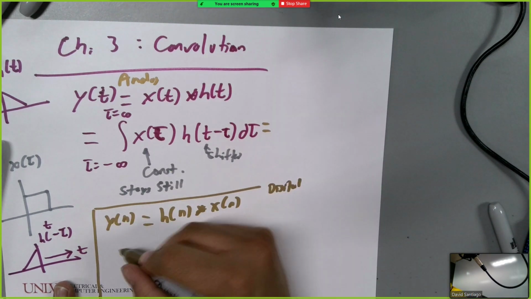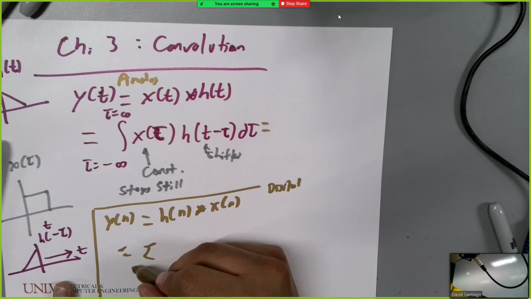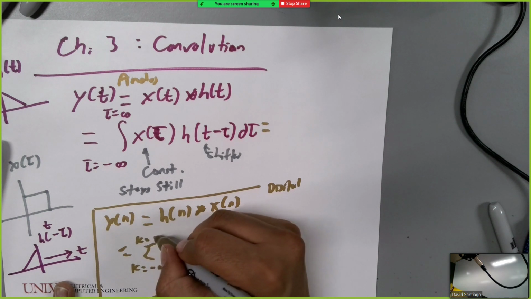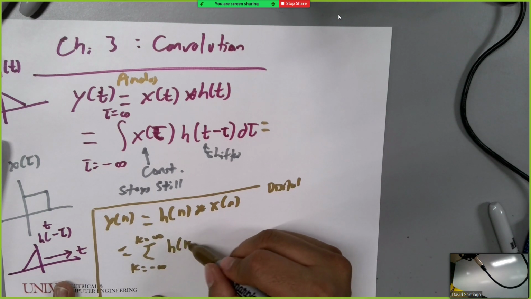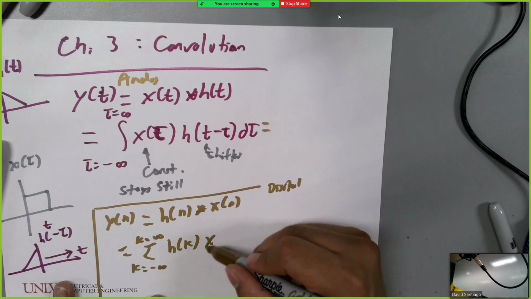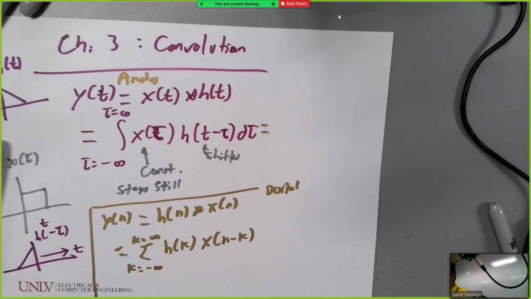Okay? What's the rule for this one? Summation. Let's use k from minus infinity to positive infinity. And let's keep h constant. Okay? That's going to stay put. It's going to stay frozen. And then we're going to shift x. Okay? And you know what this means, right?